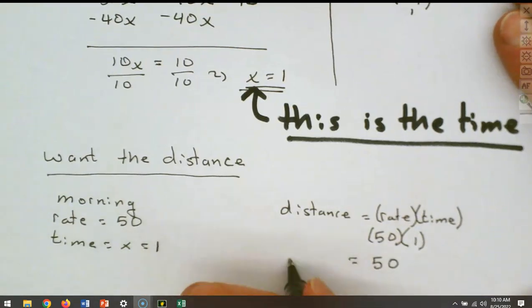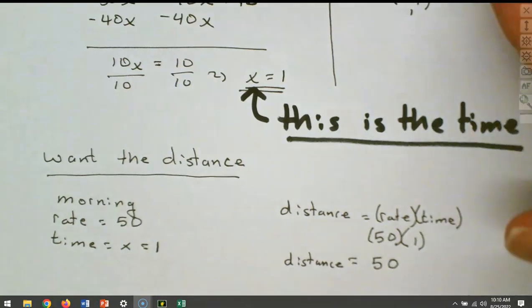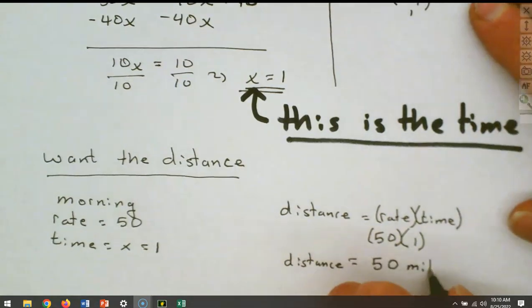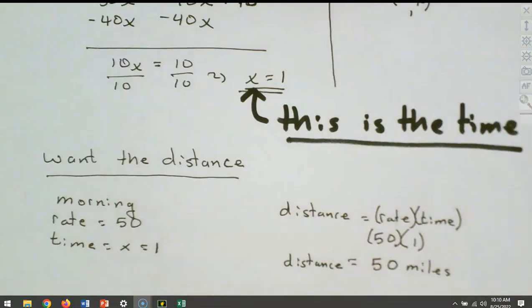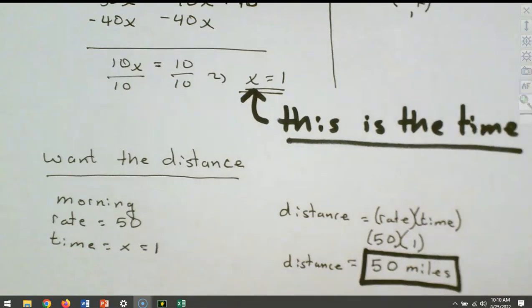And let's label it. And the distance is 50. What are my units going to be? Well, distance is a unit of measure, the basic units. Miles per hour. So the distance is going to be in miles. So we want to know how far it was to her appointment. We worked it out, and we got the 50 miles. Okay? So it's not 1. We have to take that 1 and plug it back in to get the 50.